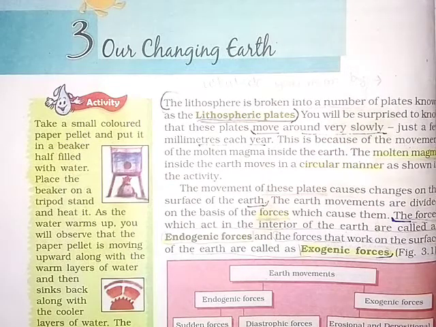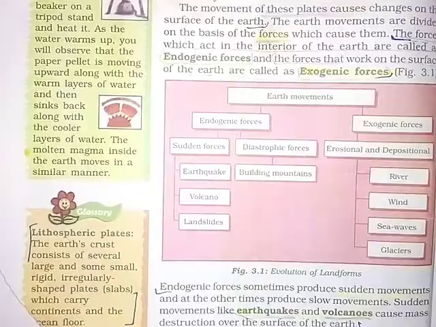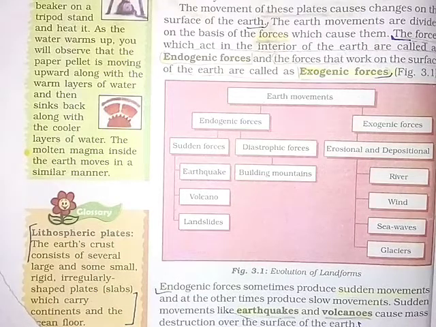The earth movements are divided on the basis of the forces which cause them. The forces which act in the interior of the earth are called endogenic forces, and the forces that work on the surface of the earth are called exogenic forces. The earth's movements are divided into two types: endogenic forces and exogenic forces.